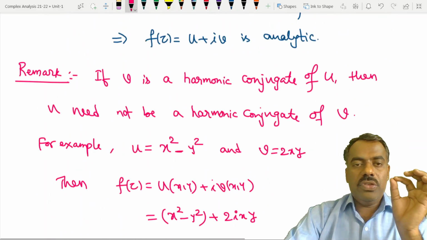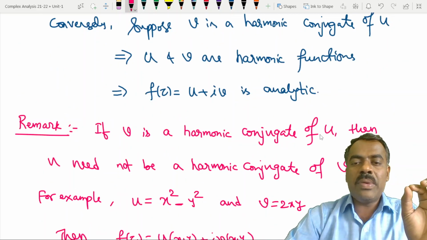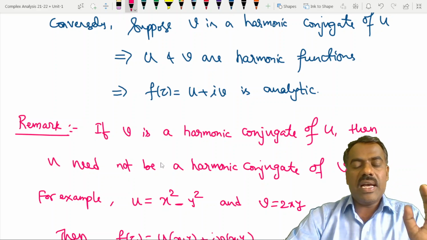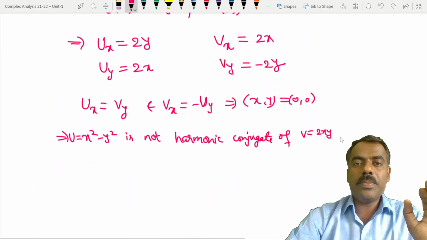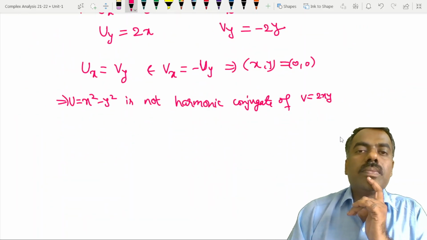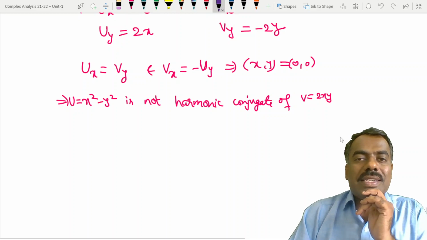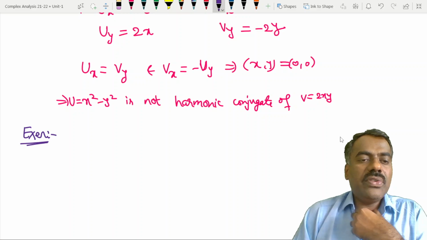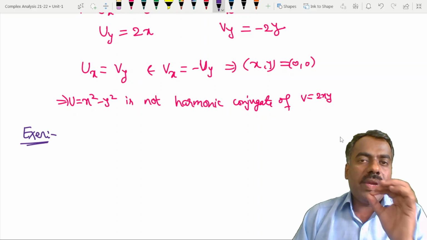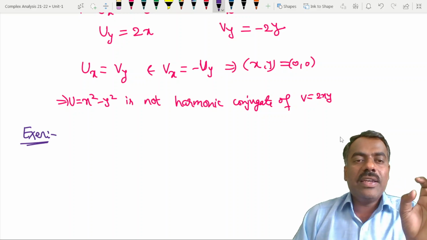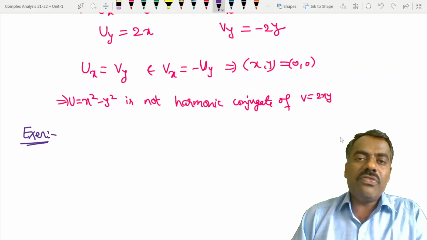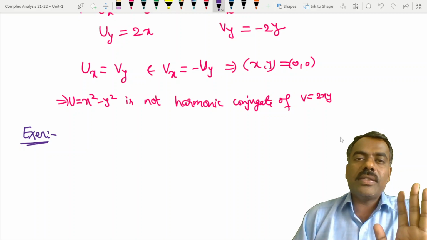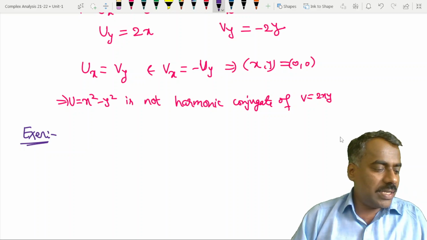So if v is a harmonic conjugate of u, it is not necessary that u is also a harmonic conjugate of v. You can take this as an exercise. If you are not getting it, I'll explain. It will be true only when u is a harmonic conjugate of v and v is a harmonic conjugate of u, and then u and v should be constant.